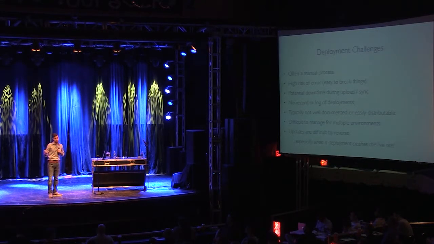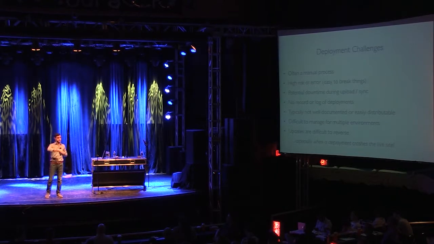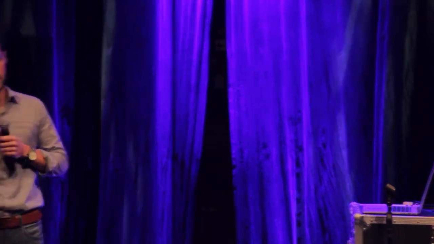Difficult to manage for multiple environments too. So if you have a development or a staging environment as well as a production environment, managing and knowing, okay, I need to deploy to this environment, but I maybe have a little something different that I need to do for development, load in dev data instead of loading in production data, and so forth. As well as updates are usually difficult to undo or to reverse. So in that scenario where you push something up to production and the live site breaks, you go into that fire drill and that panic mode of, how do I get that back? How do I undo what I just did?